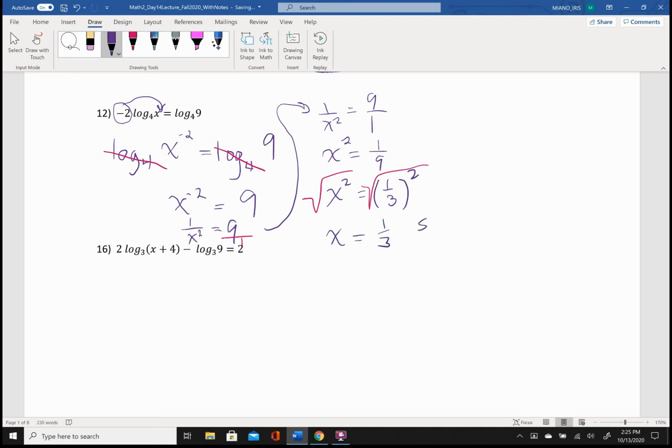Let me put a little note here, since x has to be greater than 0, because that is the argument of one of the logarithms. Okay?